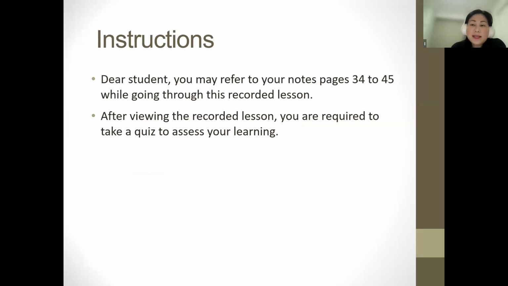After going through this recorded lesson, you may want to revise by going through the relevant section in your notes that is related to ideal gas. And after reviewing the lesson and the notes, you will be doing an assignment to assess your learning and to check your understanding.